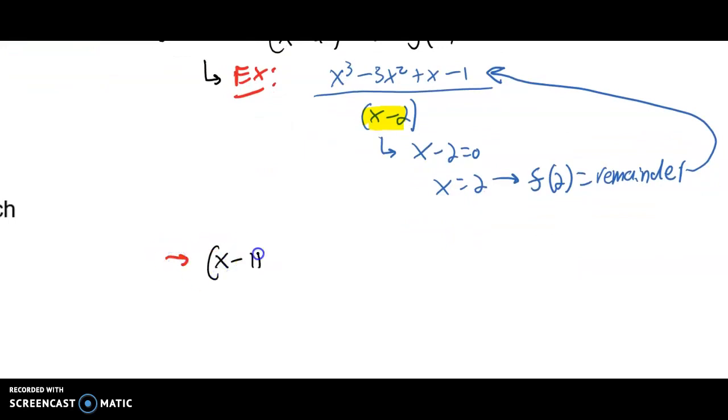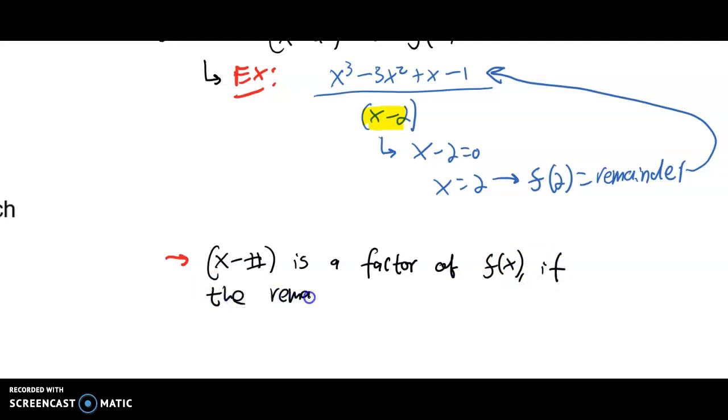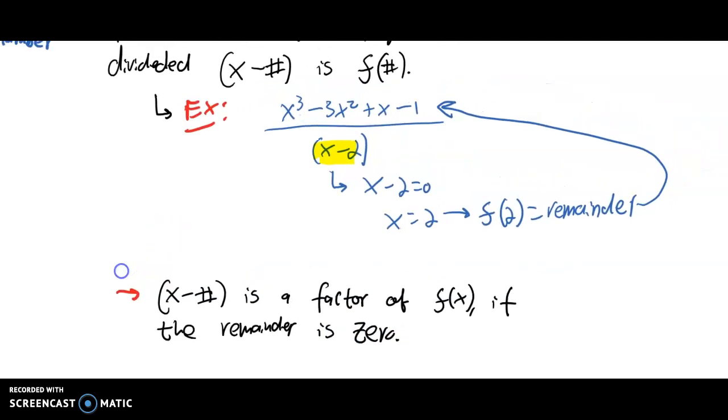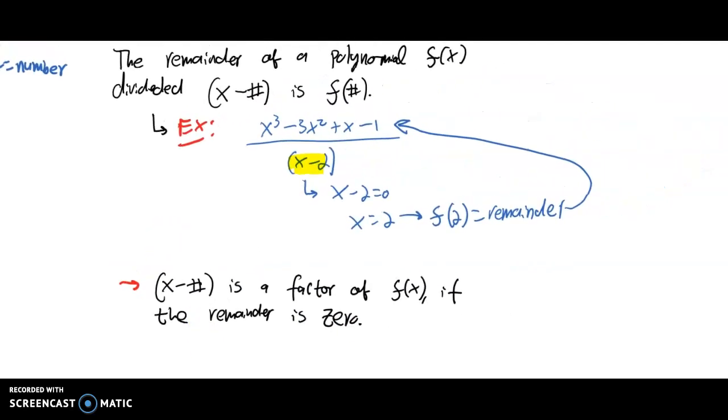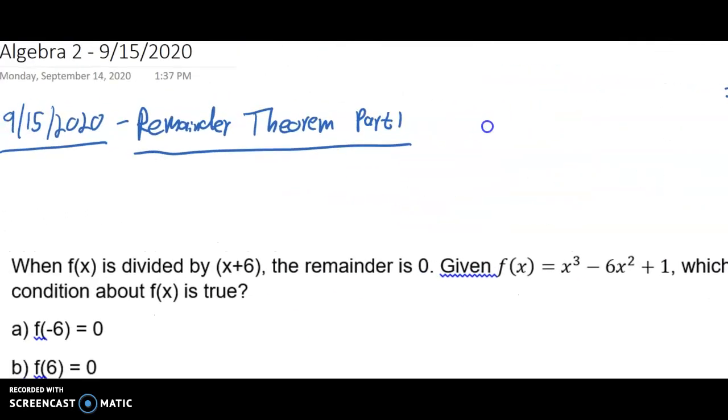So let's write that. We're going to say x minus number is a factor of f of x if the remainder is 0. Okay, we're going to dive into some examples now and apply this knowledge. But our biggest takeaway is if we're dividing by a factor, we can plug in that number to the original function and it will output our remainder. Pause and rewind wherever you need.